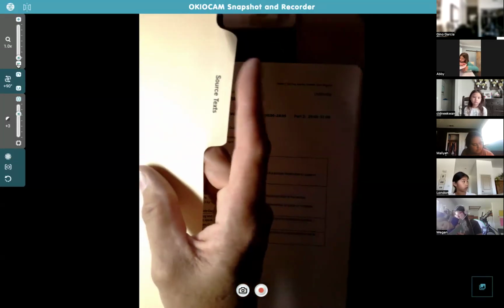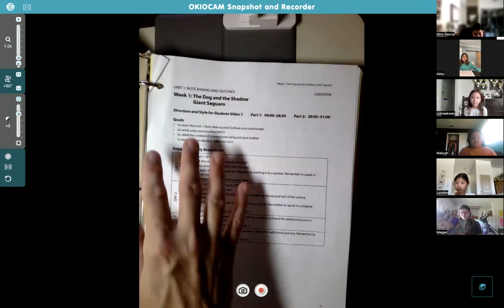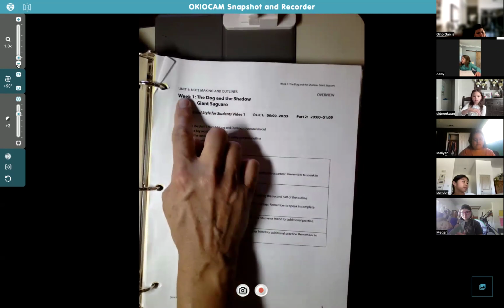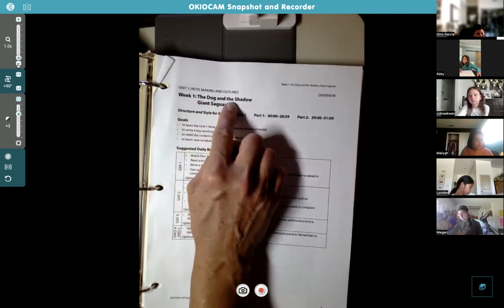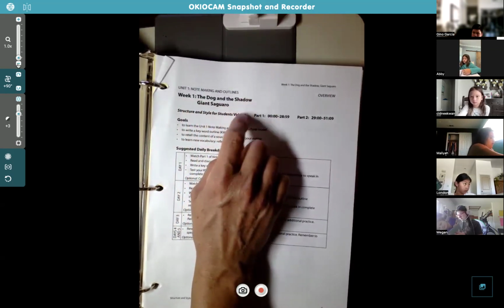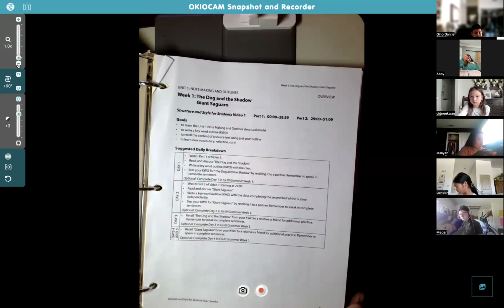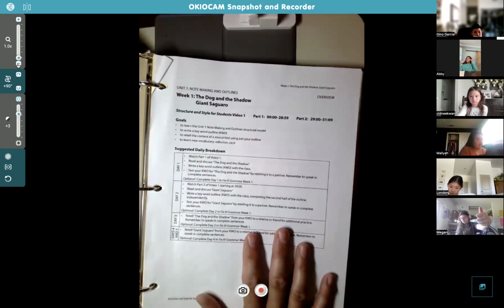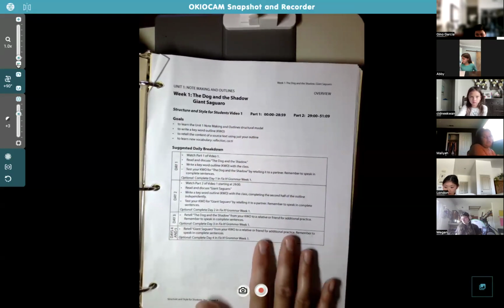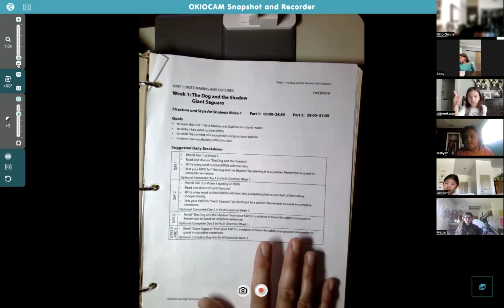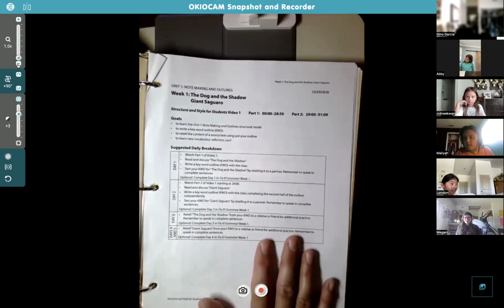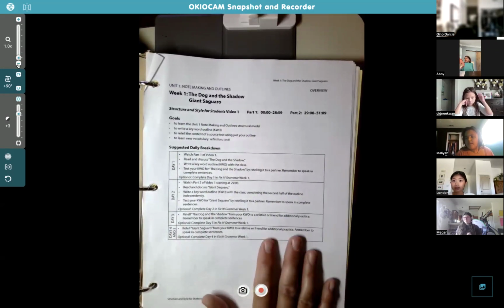Once you see that tab called source text, when you turn it, do you see this page that says week 1 and it says The Dog and the Shadow? If you see that page, give me a thumbs up in the camera. Okay, Abby, I see yours. Good. Megan, I see your thumb. Sydney, do you see that page? Okay, good. London, do you see that page in your binder?